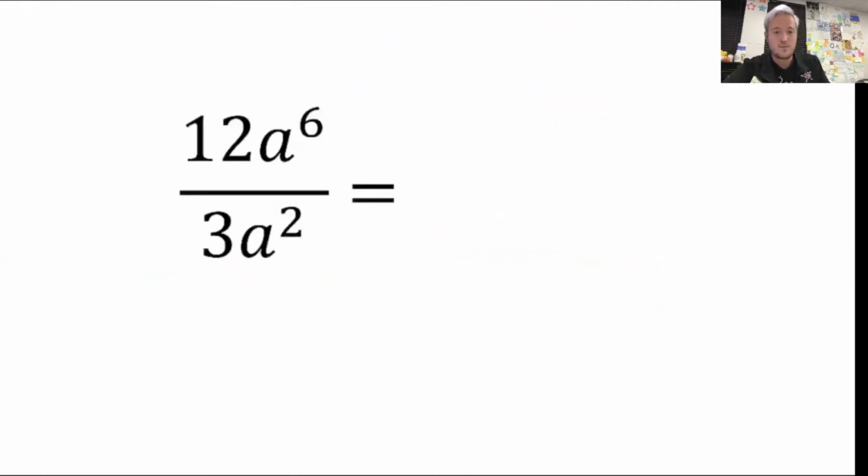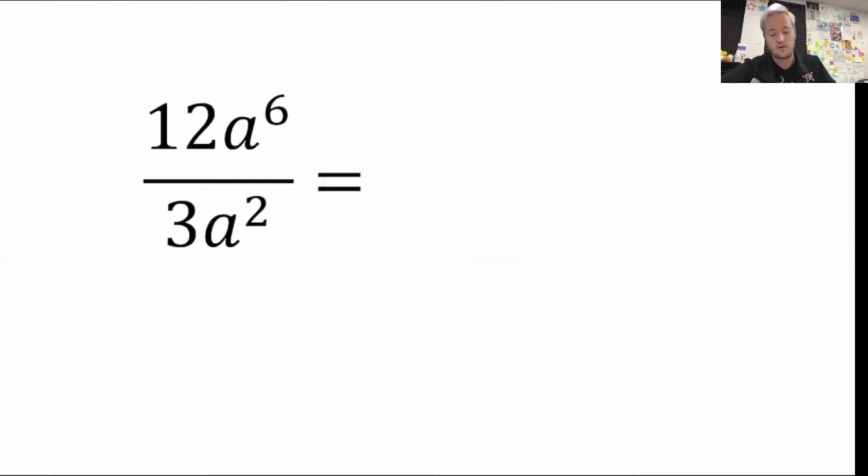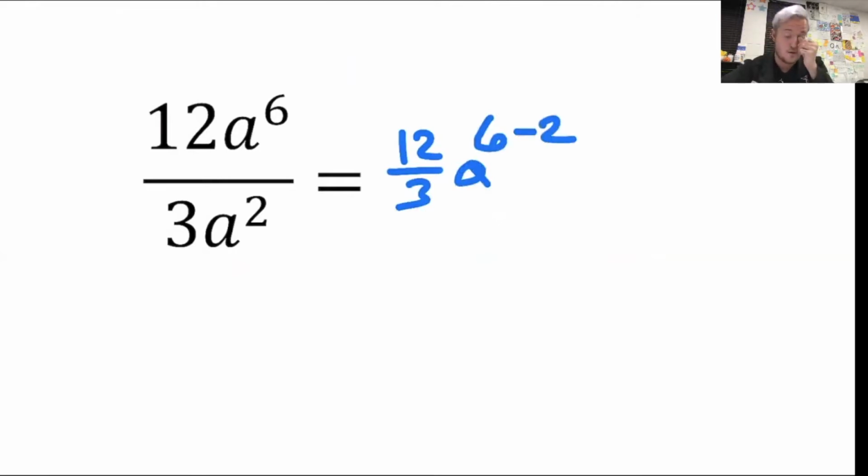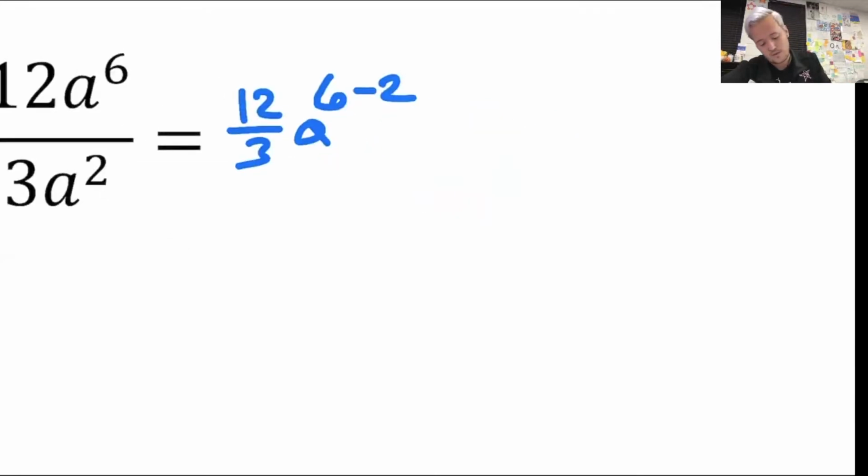All right, now looking at this next one: 12a to the 6th over 3a squared. Here, I'm going to separate it out a little bit. You see we have our numbers and we have our variables with exponents. So I'm going to have 12 over 3, and do the quotient rule with the actual values. Remember, we're dividing here. The actual numbers are being divided, and the exponents are being subtracted. So 12 divided by 3 gives you 4, and when you subtract the exponents, that also gives you 4. So 4a to the 4th is our final answer here.